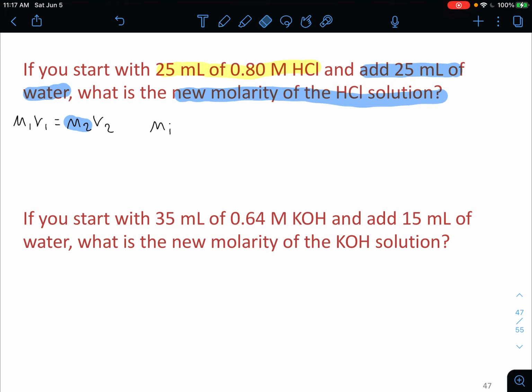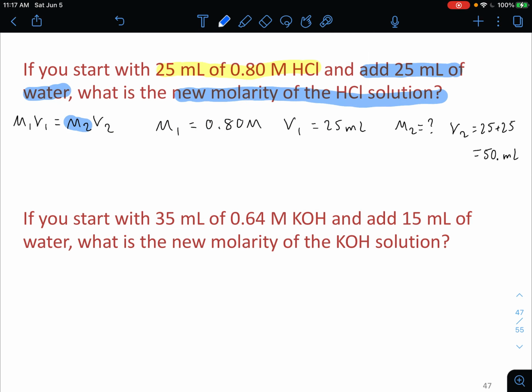M1, I'm going to keep doing that. M1 is 0.80 molar. V1 is 25 milliliters. M2 is, we don't know yet, and V2 is 25 plus 25, so it's 50 milliliters, a dot just to indicate 2 significant figures.